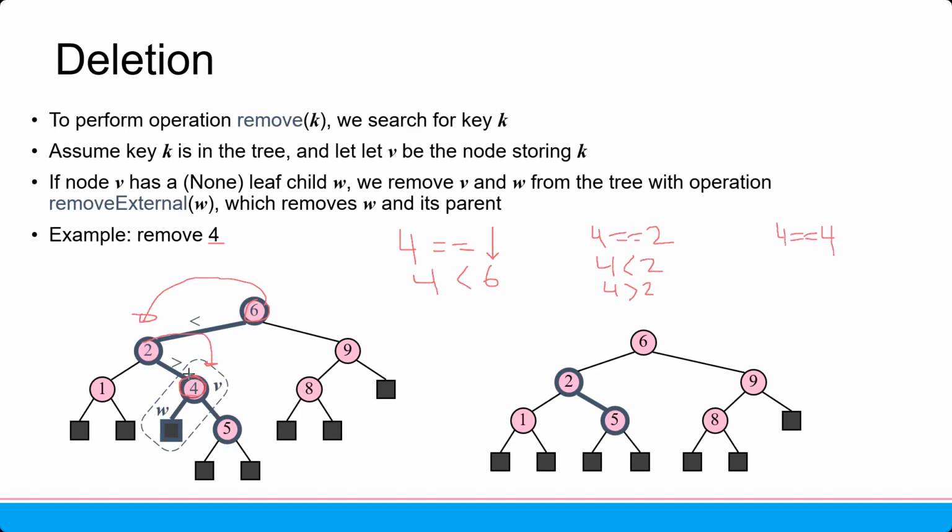Yes. We remove 4. When we remove 4, it means 5 will go up. So 5 will be the right child node of 2. And this w should also be 3. That's why we will have a new 3, something like 5 with 2 additional external nodes.